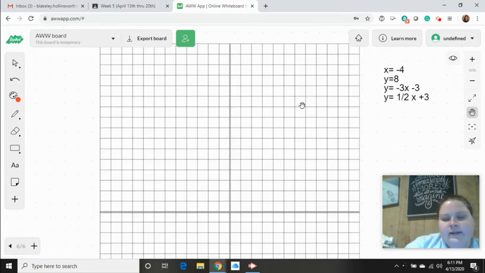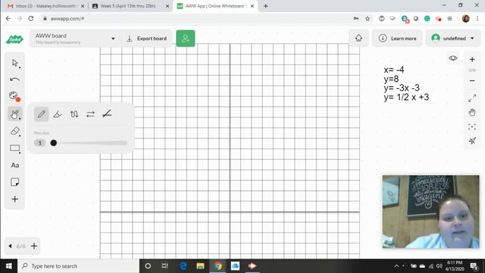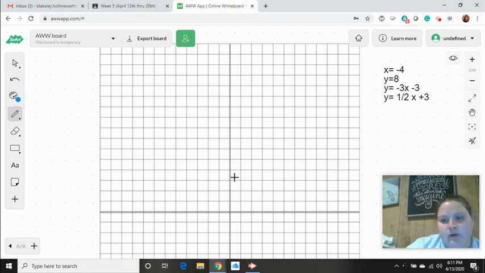So, x equals negative 4. My lines will probably be sloppy, and I apologize for that. I hope you all use a straight edge. X equals negative 4. My x-axis runs this way. My y-axis runs this way. Negative 4. So 0, 1, 2, 3, 4. This is negative 4. So my line, x equals negative 4, will look like this.